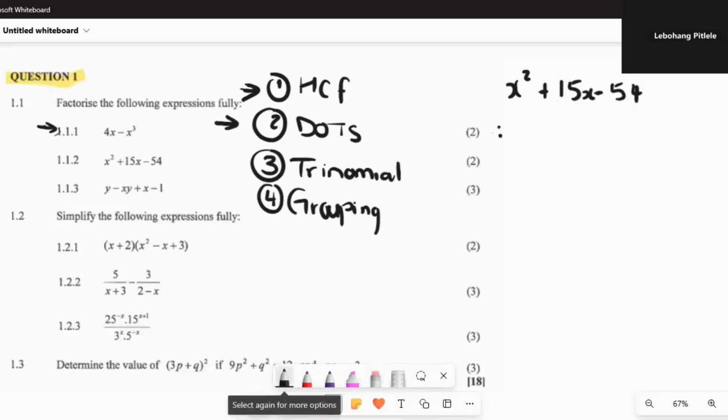Coming to the second one, remember the difference of two squares is for how many terms? For two terms. In this case, we don't have two terms, we have three terms. So meaning we're going to use a trinomial. On our trinomial, we know we're going to look for factors of 54 that if we add or subtract, they're going to give us this 15 here, but if we multiply, they give us 54. So let us go through that process quickly. Let me get a calculator.